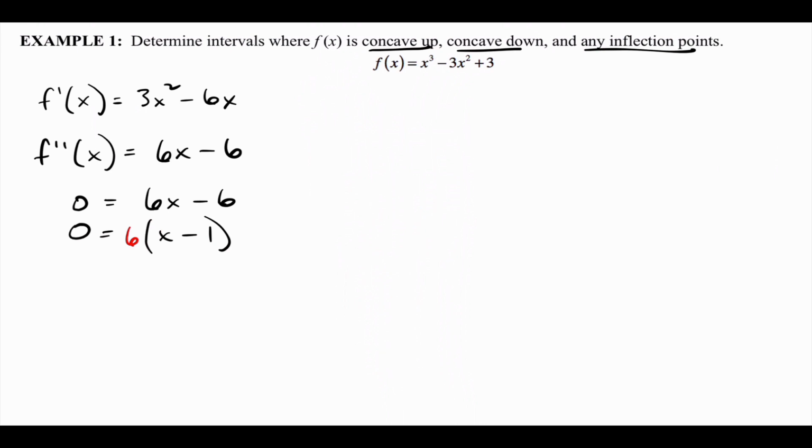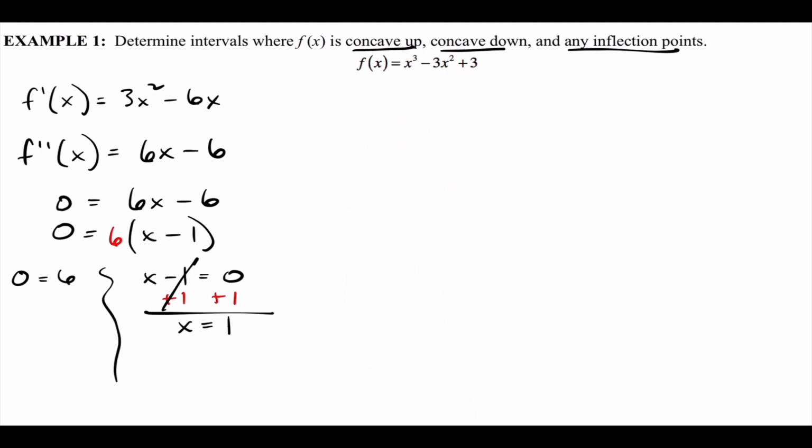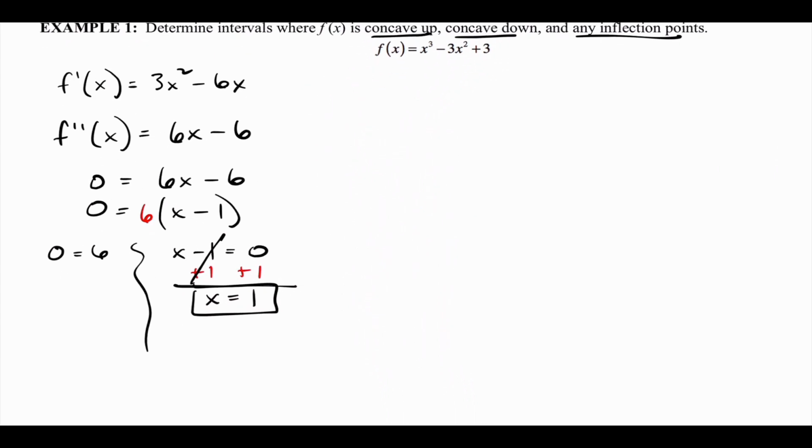Set 6 equal to 0. Set x minus 1 equal to 0. And we get our answers. So I get x equals 1. 0 does not equal 6, so it's not going to give me any answers. If it was 6x, I could divide by 6, but there is no x. So this is my critical value, also known as an inflection point.